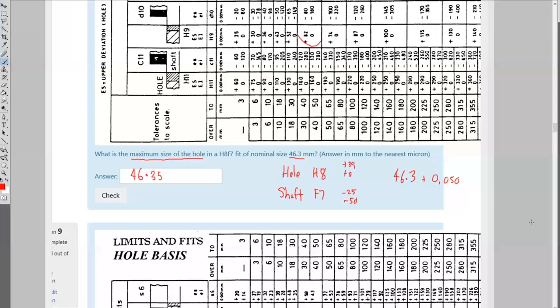So that should have been 39. The hole, the biggest hole, maximum size of the hole, will be at 39, which would be 46.3 at 39 is 46.339.